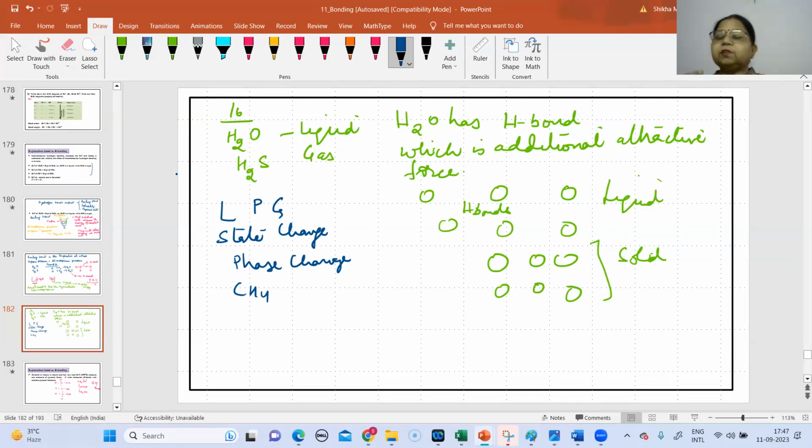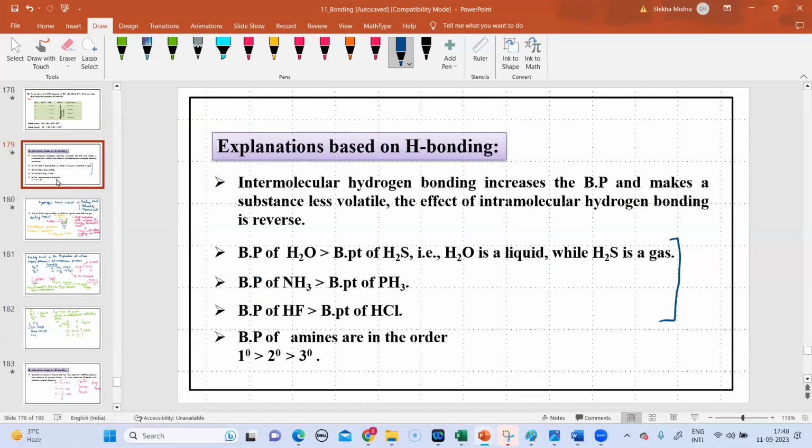In case of water, the phase is changing because of the hydrogen bond, the additional and stronger attractive force as compared to those existing between H2S. And in case of LPG, the state changes because pressure is being applied on them. Is it clear, Ritika? Yes, ma'am. Okay.